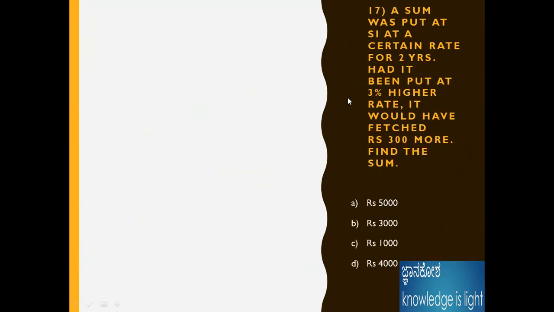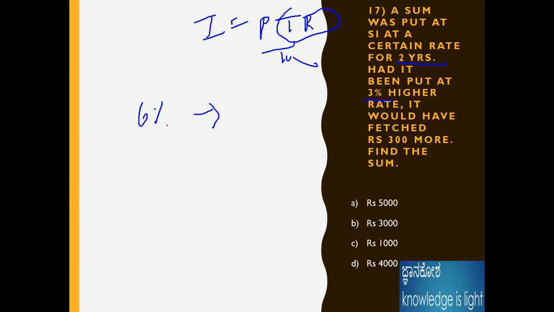A sum was put at SI of a certain rate for 2 years. Had it been a 3% higher rate, it would have fetched 300 more. This is a very easy question. This could be solved by two methods. We already know the formula, I is equal to PTR over by 100. Here it is given 2 into 3. Therefore, 2 into 3 is 6%, because the rate and time are multiplied. Therefore, 6% is equal to 300 more rupees.